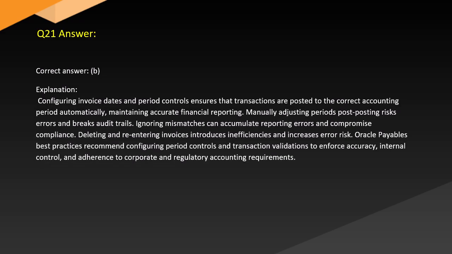Answer. Correct answer: B. Explanation. Configuring invoice dates and period controls ensures that transactions are posted to the correct accounting period automatically, maintaining accurate financial reporting. Manually adjusting periods post-posting risks errors and breaks audit trails. Ignoring mismatches can accumulate reporting errors and compromise compliance. Deleting and re-entering invoices introduces inefficiencies and increases error risk. Oracle Payables best practices recommend configuring period controls and transaction validations to enforce accuracy, internal control, and adherence to corporate and regulatory accounting requirements.